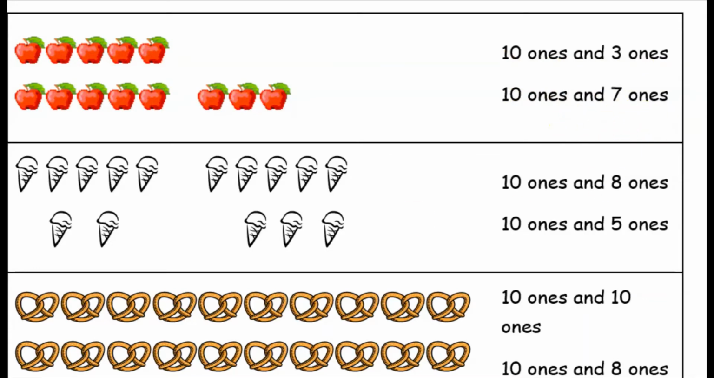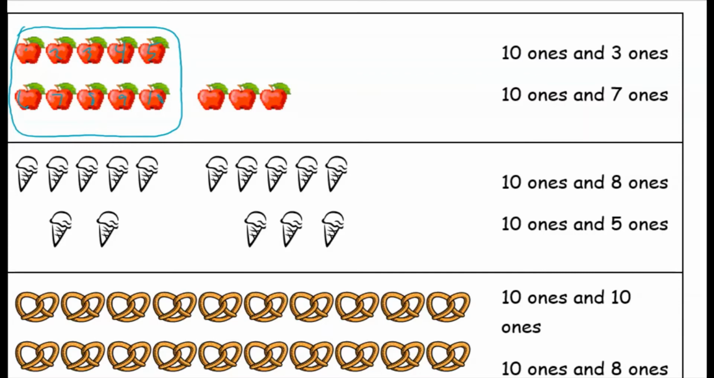All right, first let's count and find that group of 10 ones. 1, 2, 3, 4, 5, 6, 7, 8, 9, 10. All right, there is my group of 10. I'm going to circle that. And now I know my group of 10. We need to count the apples that are left over, and these are our extra ones.